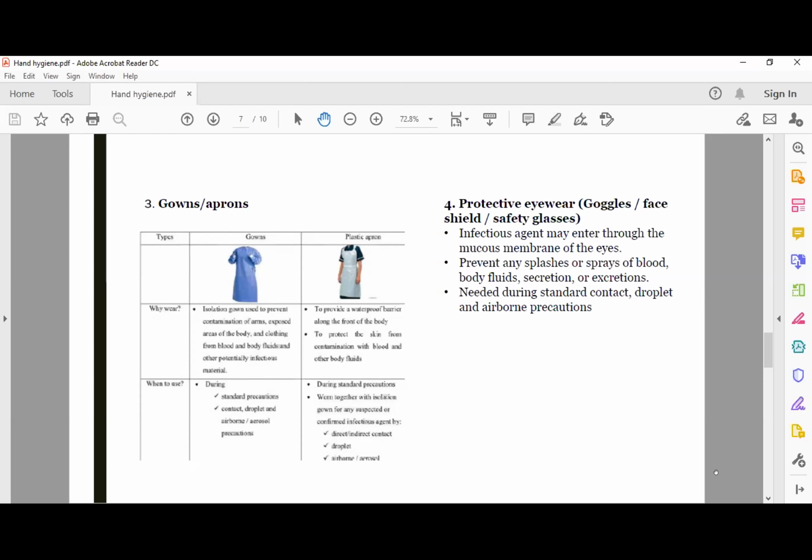Next is protective eyewear, such as goggles, face shield, and safety glasses. This protective eyewear prevents any splashes or sprays of blood, body fluids, secretion, or excretion, as infectious agents may enter through the mucous membrane of the eyes, and it is needed during standard, contact, droplet, or airborne precaution.